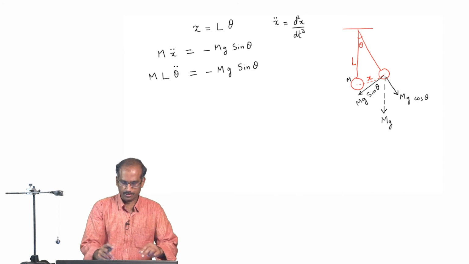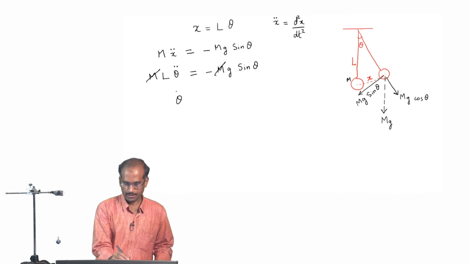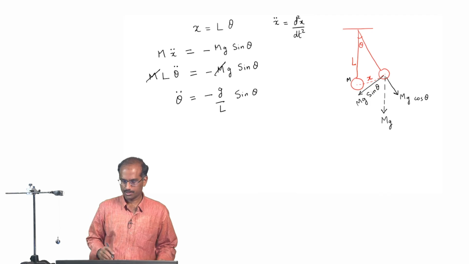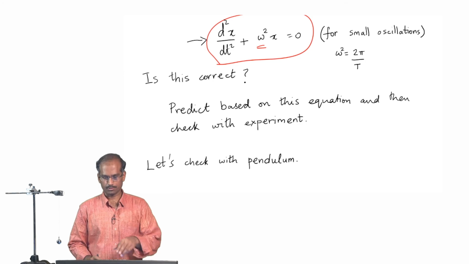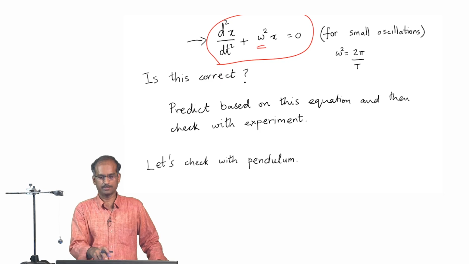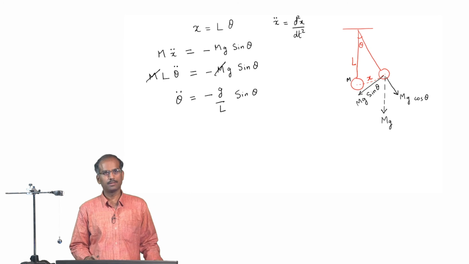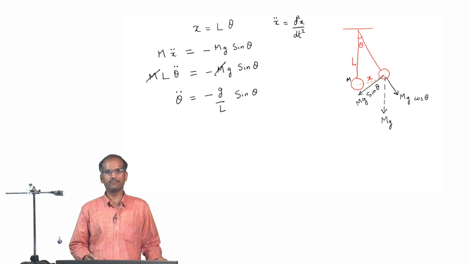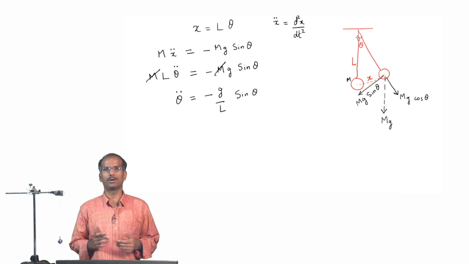So, here now back to this equation, this m and m will cancel. So, I can rewrite this equation as theta double dot is equal to minus g by L sin theta. So, if you go back to our equation for small oscillations that we wrote down, it looks like d square x by dt square plus omega square x is equal to 0, but the equation that we have does not quite look like that, but we can bring it to this form provided we make the assumption that the angular displacement has to be small.